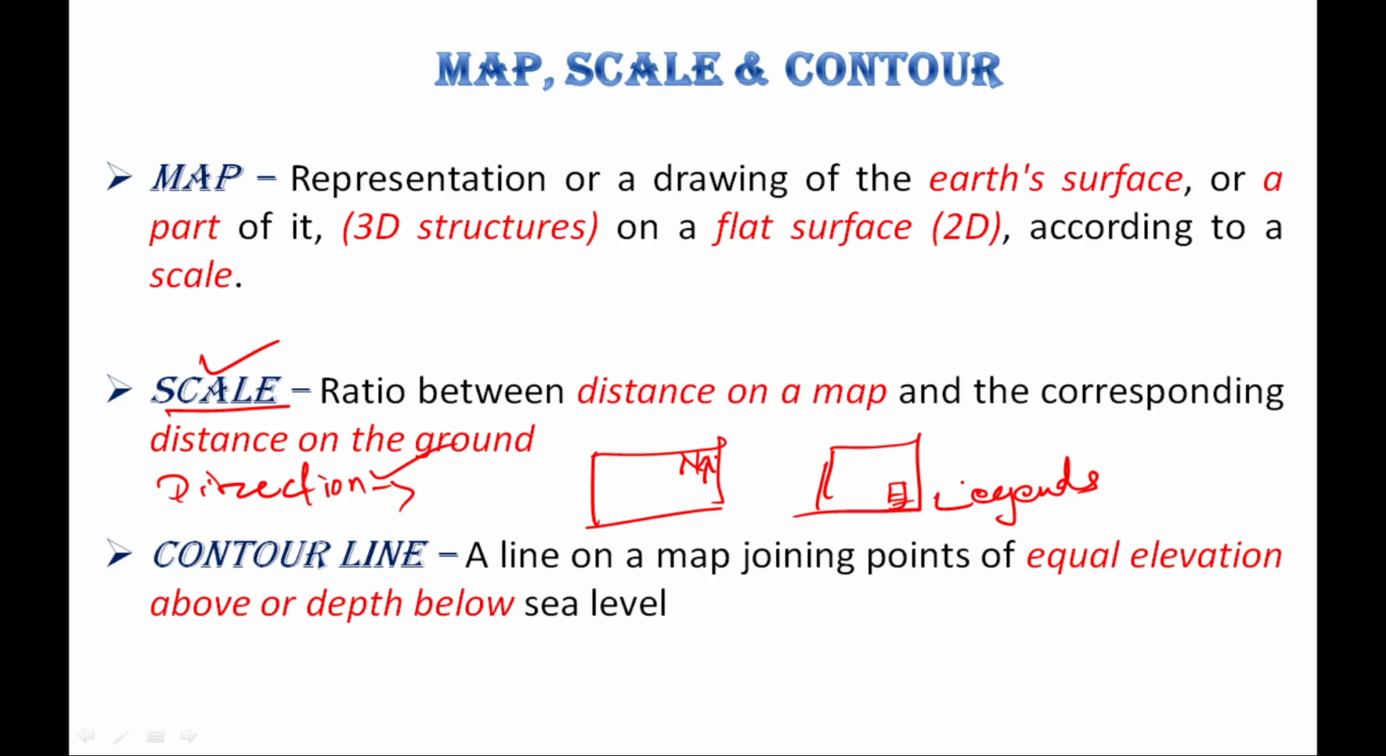Then going to contour line. What is a contour line? A contour line is nothing but a line on a map that joins points of equal elevation, or elevation or depth, that is above or below sea level. This is the line joining all the points, or you can say the locus of the points, which are of equal elevation.